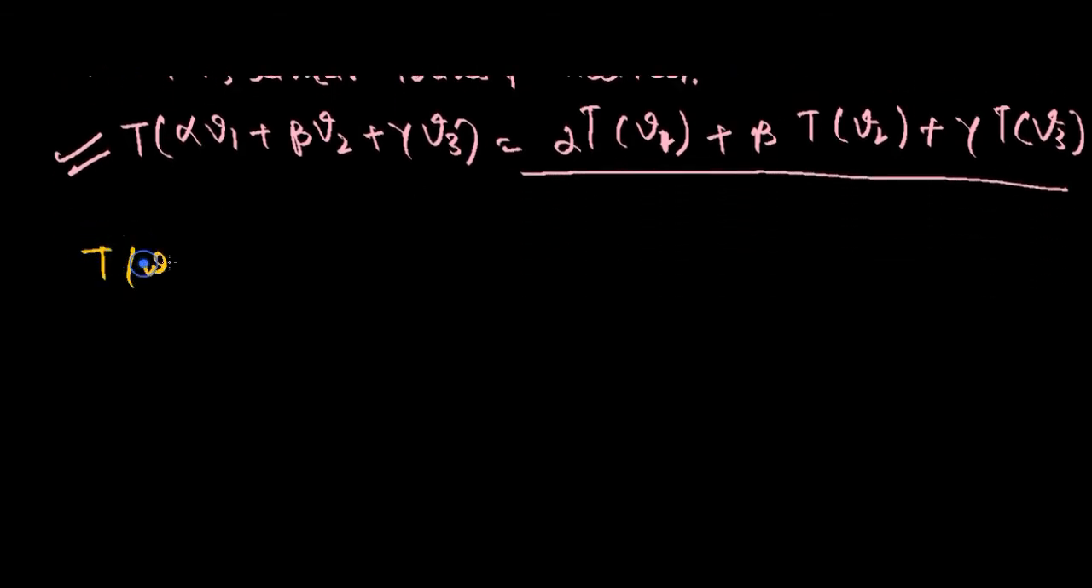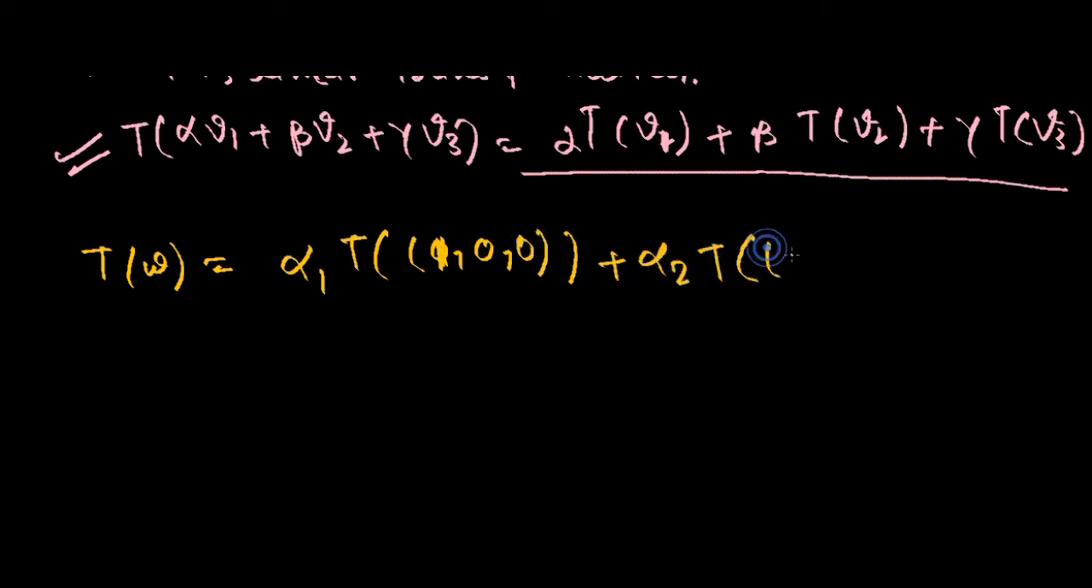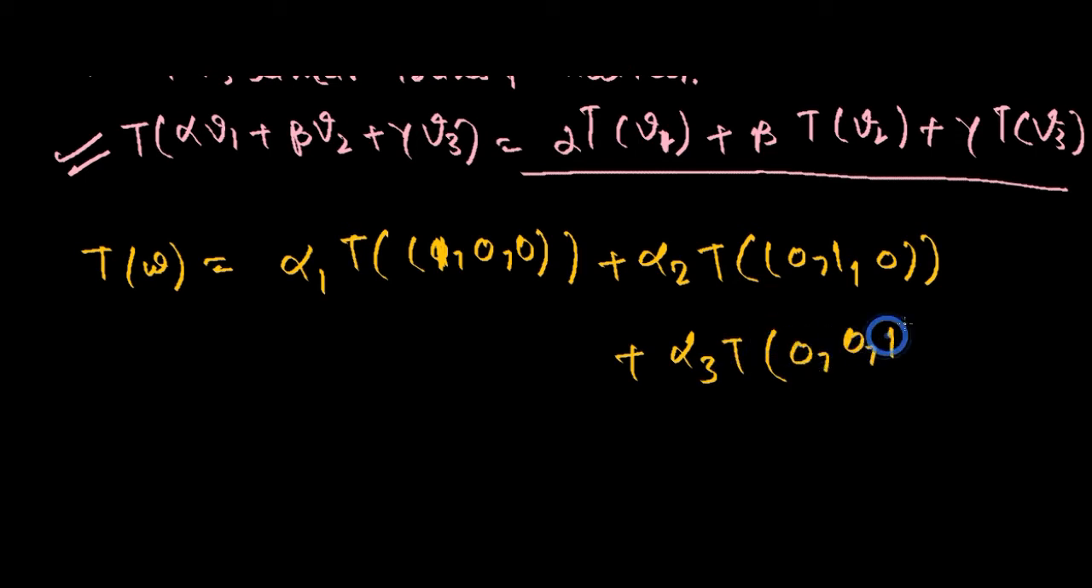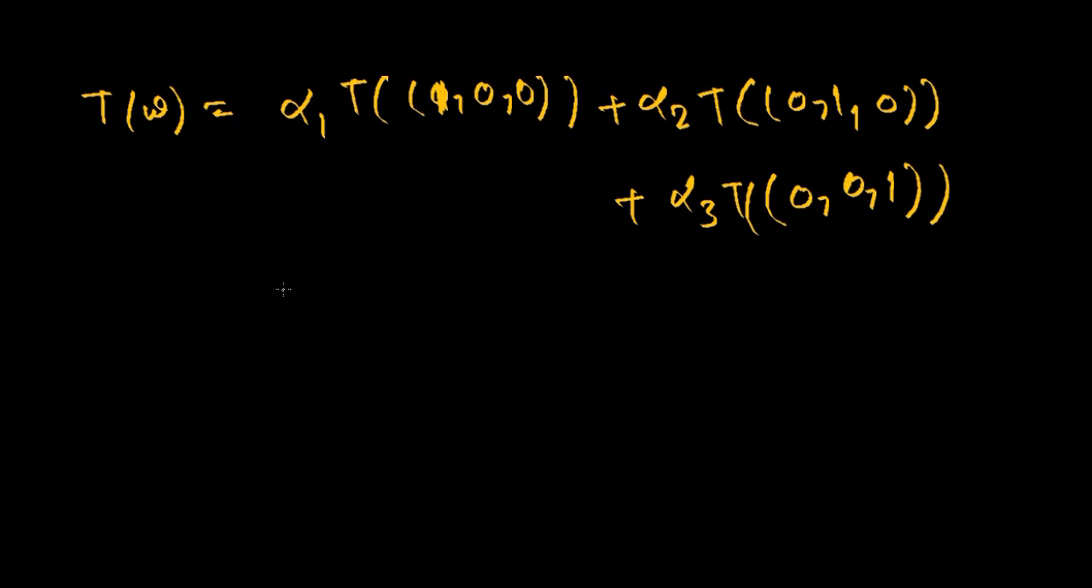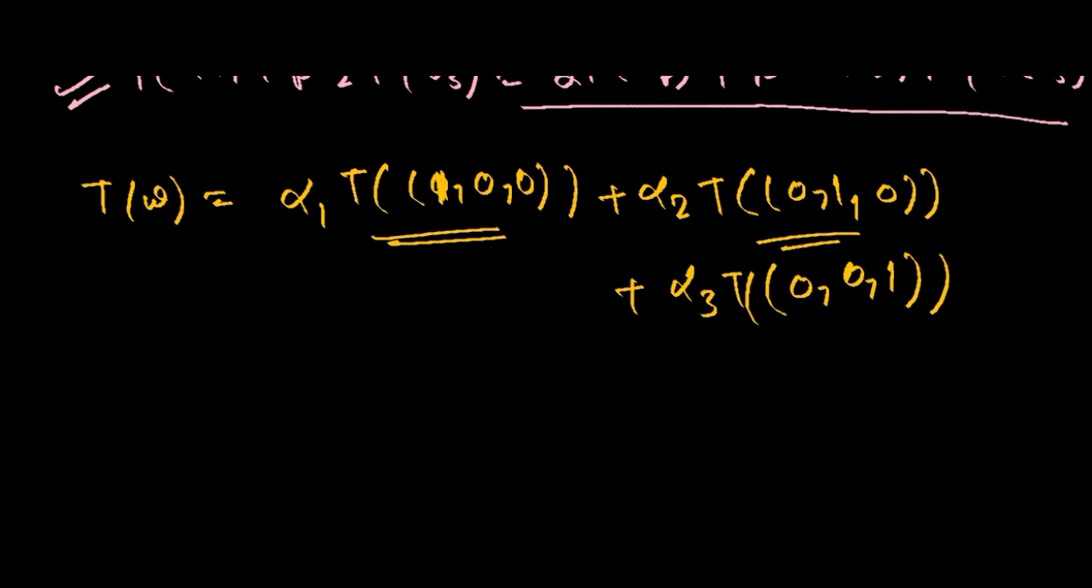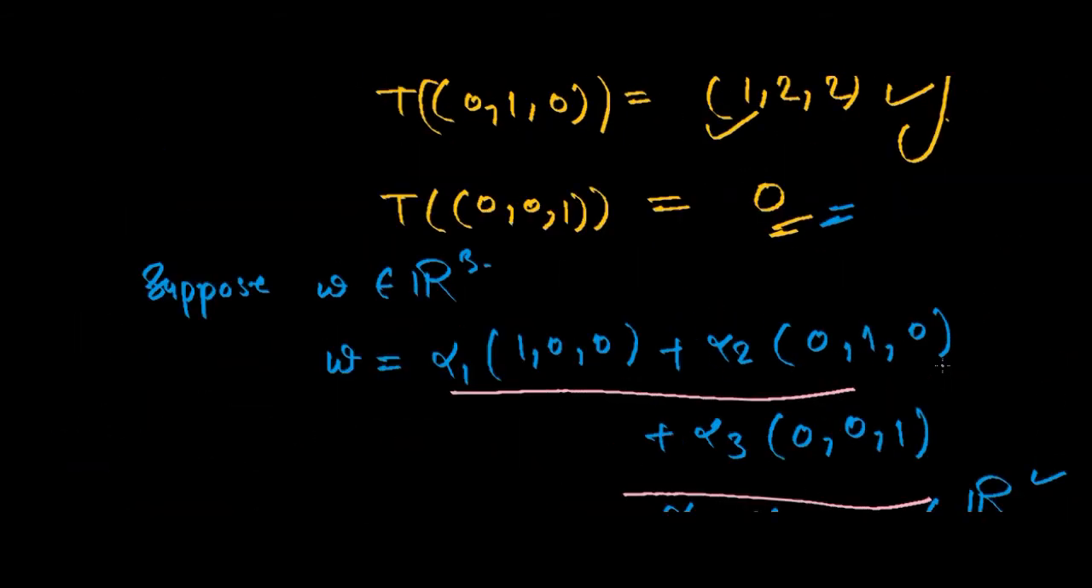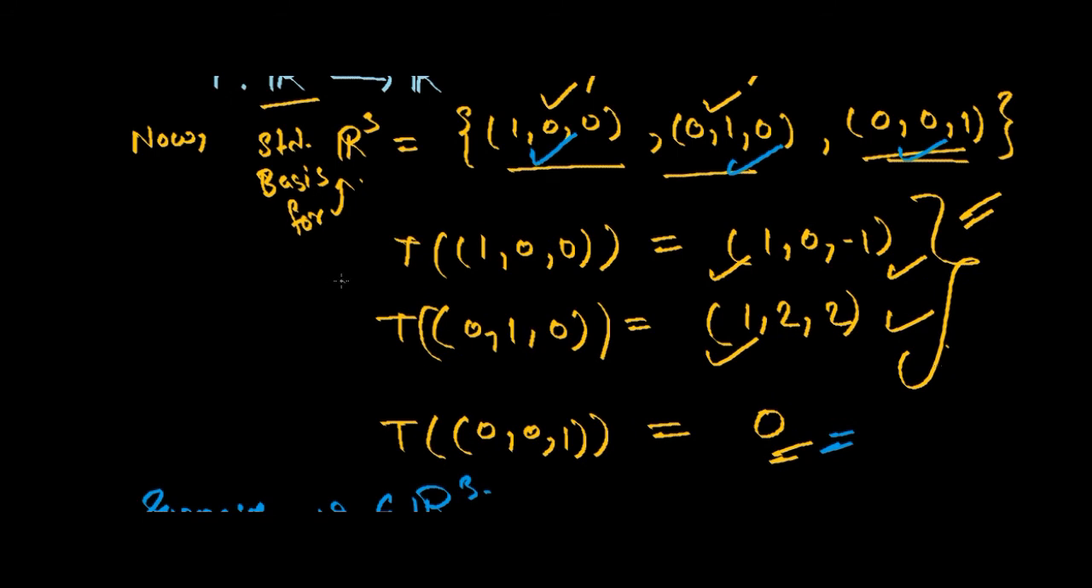So T of w will be equal to what? Alpha 1 into T of our first vector from the standard basis, alpha 2 into the second vector from the standard basis, plus alpha 3 into the transformation of the third vector from the basis, right? And this we already know: we have already assumed that these are mapped to the basis elements of the range of the transformation, that is here.